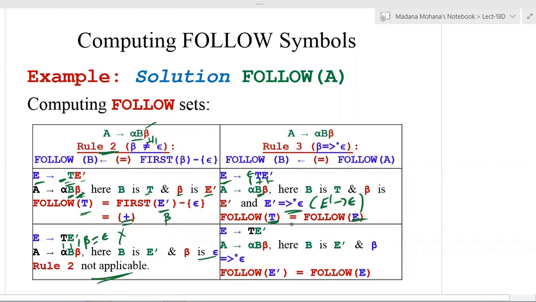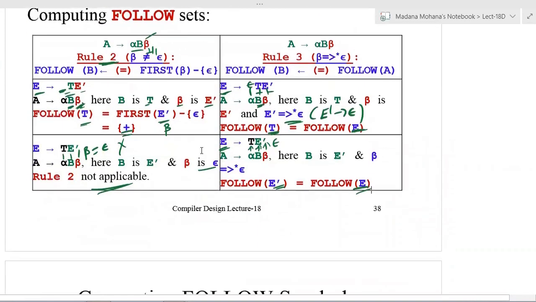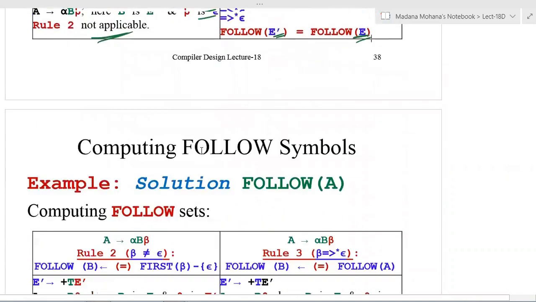Then similarly, you can change the alpha B beta values. Now alpha is T, B is E dash, and beta is null. Directly here we assumed beta as null. Then what you have to do? Follow of E dash is in follow of E. Therefore, follow of E dash equal to follow of E. Why? Because for rule 3, you can change alpha B beta values and you will get different grammar symbols' follow values. That is the first production, E derives T E dash. Here 2, 2, total 4 combinations.